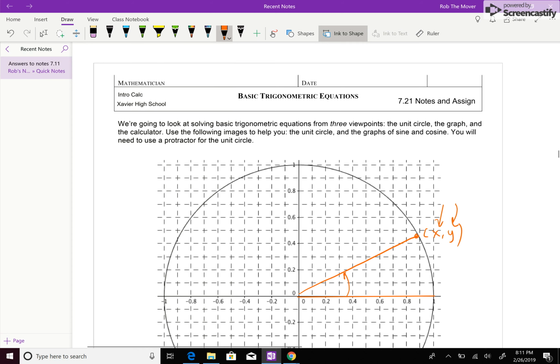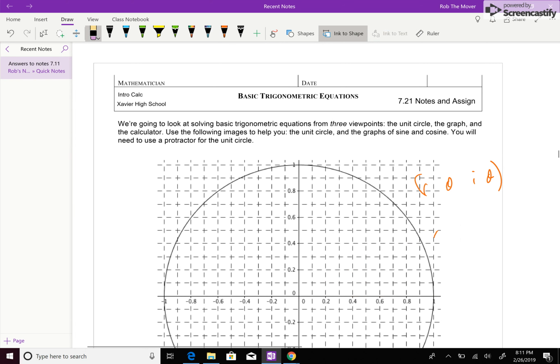So this angle, whatever that angle is, who knows what it is? It could be 32 degrees. It could be 28, whatever. I don't know what it is. But the cosine of that angle will be the x value, and the sine will be the y value. Okay, we've talked about that before. So let me give you an example.